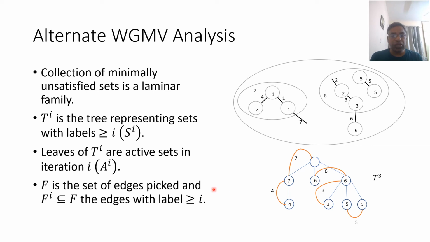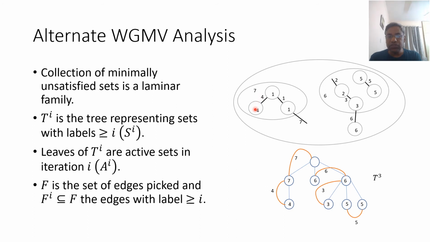Let me also show you the edges that are of interest to us. So F is the set of edges that were picked by the algorithm. I think earlier on one of the slides I said E prime, but now let's just call it F. So F is the set of edges which are picked finally by the algorithm, and let's say F sub I is that subset of F which have labels at least I. So once again, we are talking of I is 3. So in T3, I'm showing here those edges which have labels at least 3.